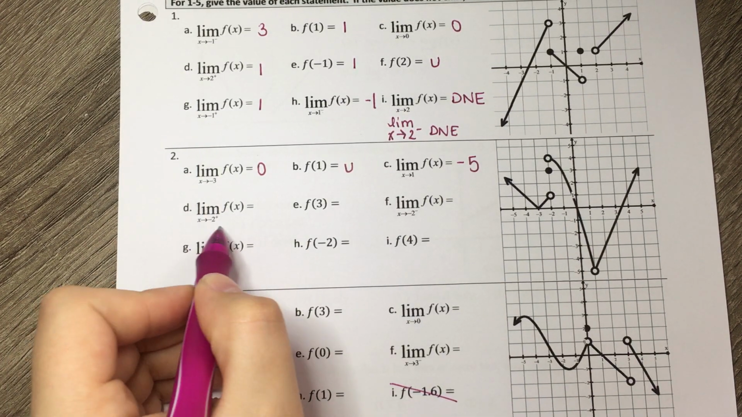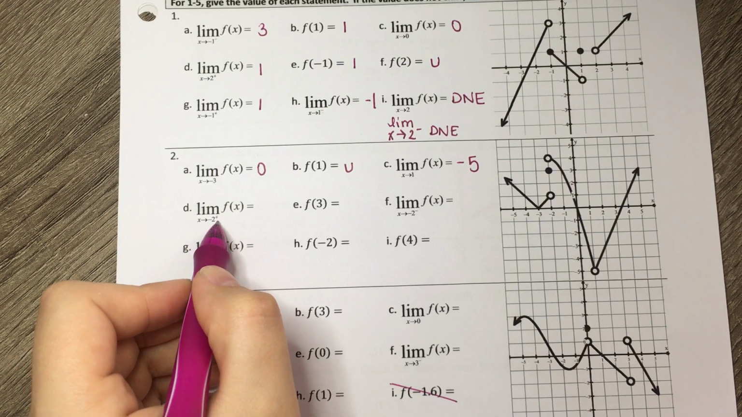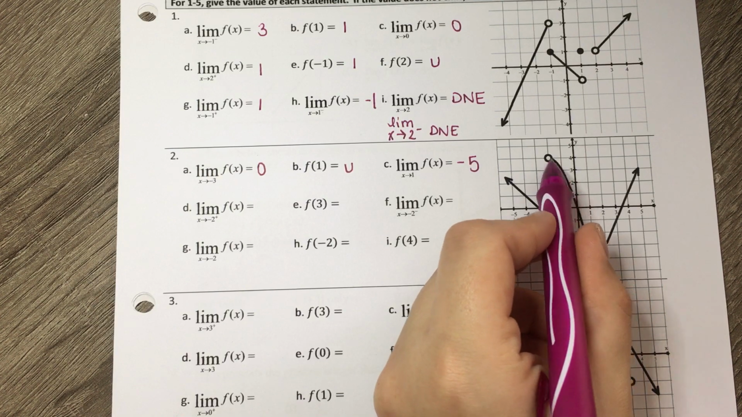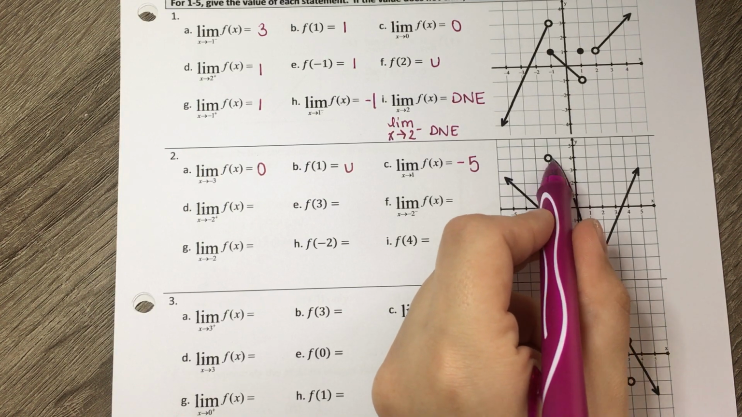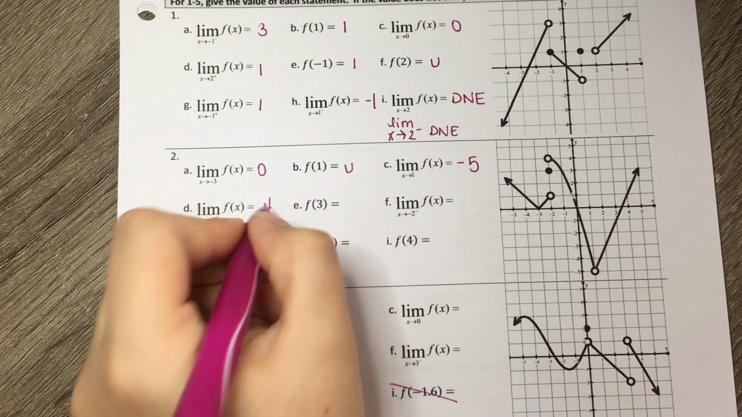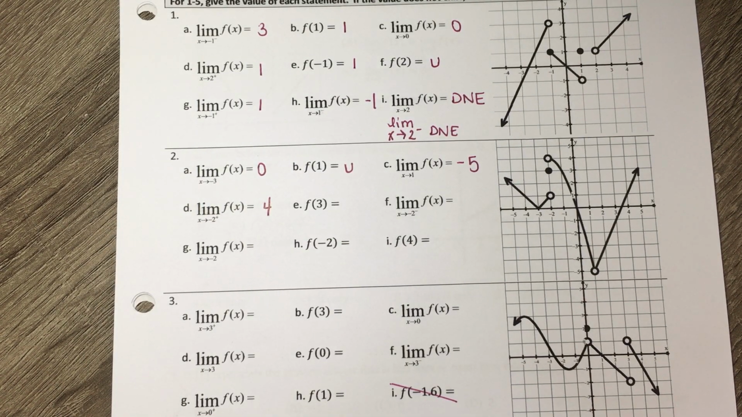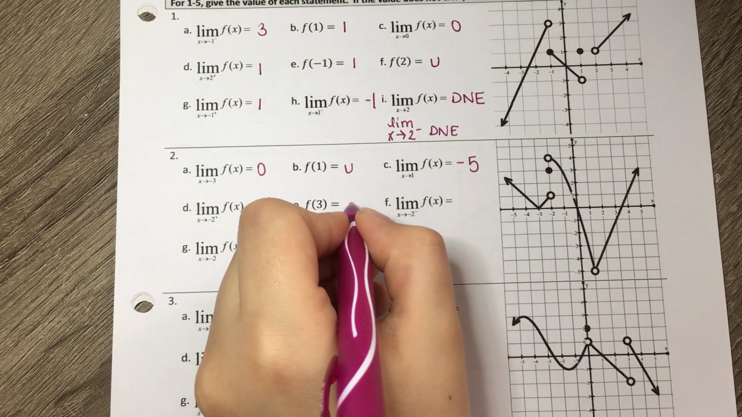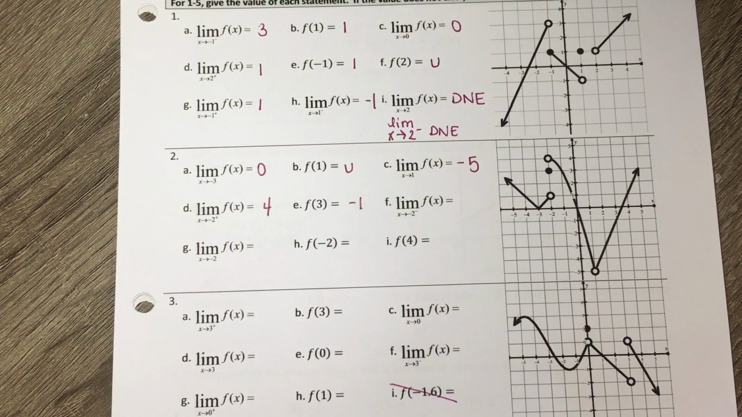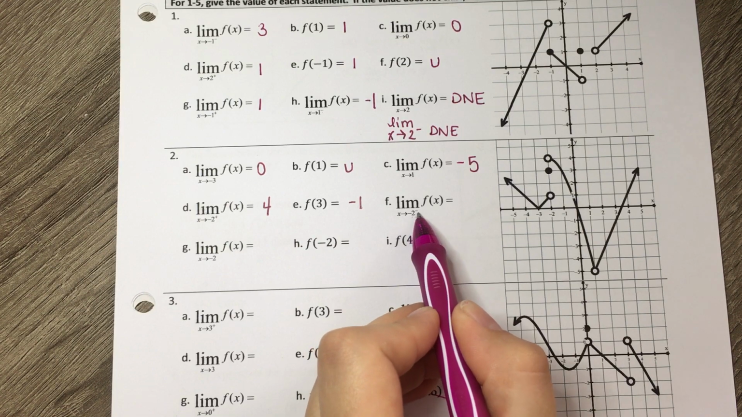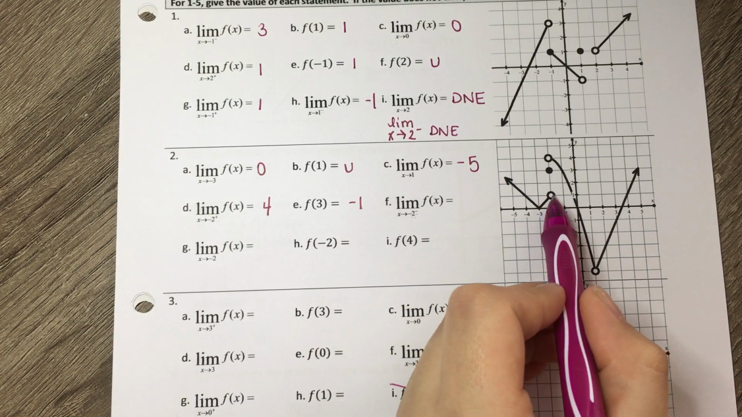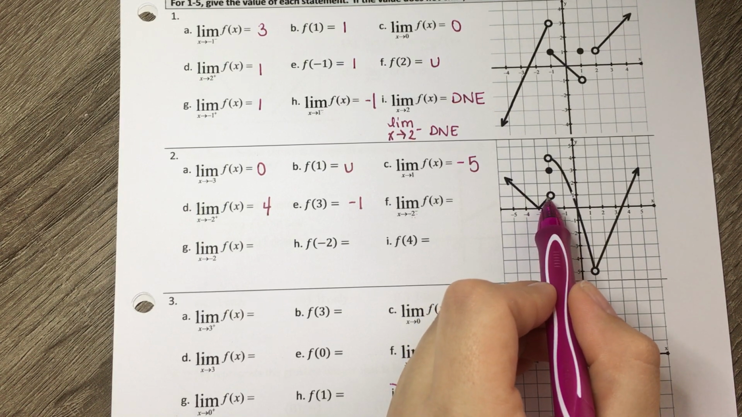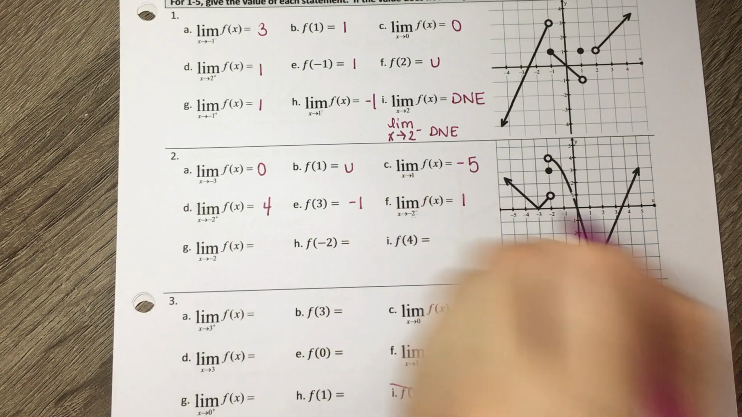Letter D, now we have a one-sided limit. We're going to approach -2 from the right. So here's -2, and I'm coming from the right. I'm picking up this function, and as I approach -2 from the right, my y value goes up to 4. Now we're going to evaluate f of 3. When x is 3, my y value is -1. And then another one-sided limit for f as x approaches -2 from the left. So here's -2. We're coming from the left-hand side, and as we get closer and closer to -2 from the left, our y value goes to 1.